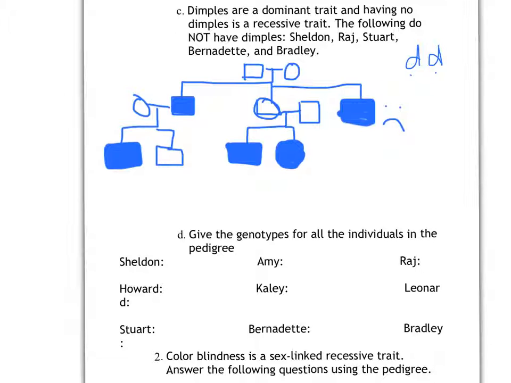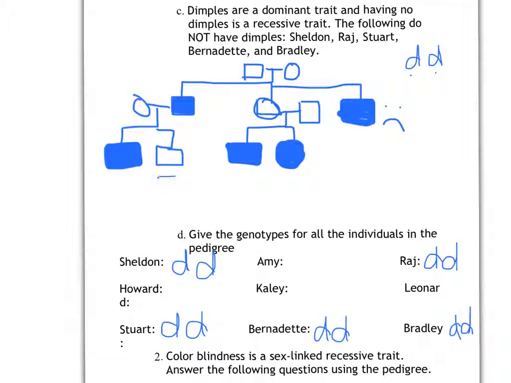So right now we know that Sheldon is homozygous recessive. So is Raj. So is Stuart. So is Bernadette. And so is Bradley. That's a little d. Now we have to solve for everyone else.